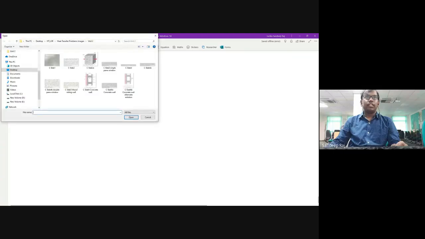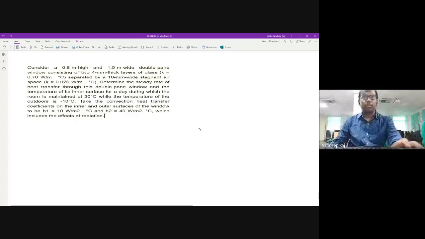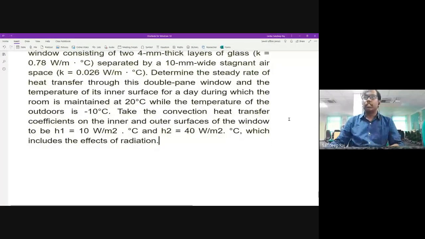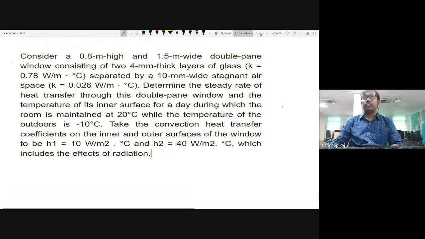Let me take that problem. This is a double pane window problem. Now you can see this problem. Here it is, let's read it. Here what you have is the area of heat transfer. This will be your area, which is equal to 0.8 into 1.5 meters square. This is the heat transfer area perpendicular to the direction of heat transfer.